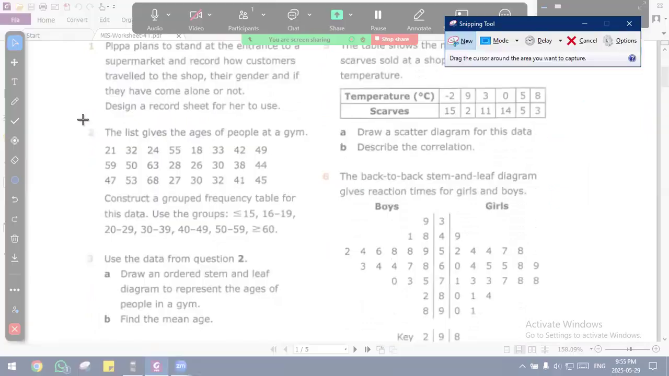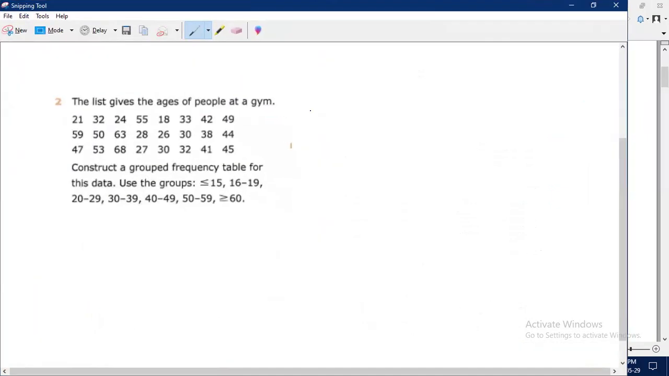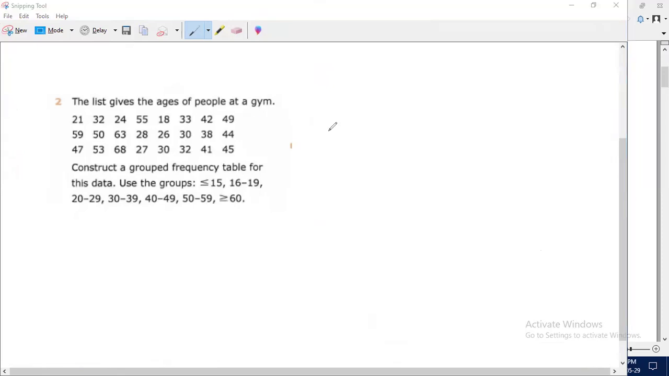Because there's no space to write, let me cut this. Let me use this area here. Sorry, just a second. Okay, so first we have this: construct a grouped frequency table.